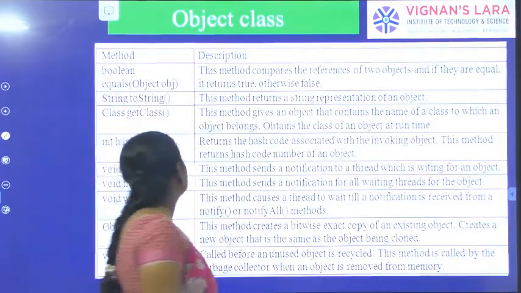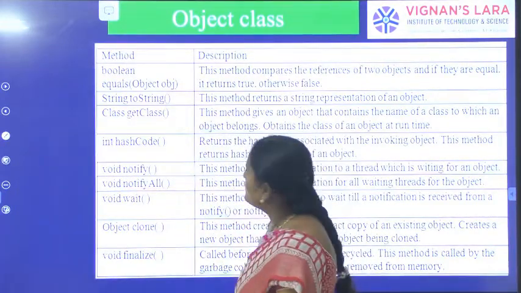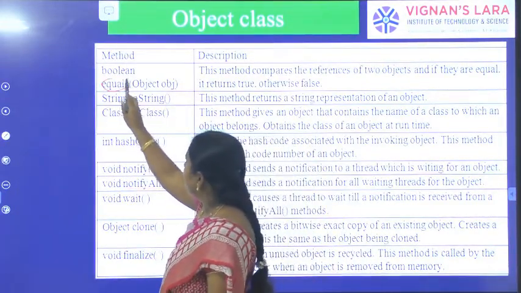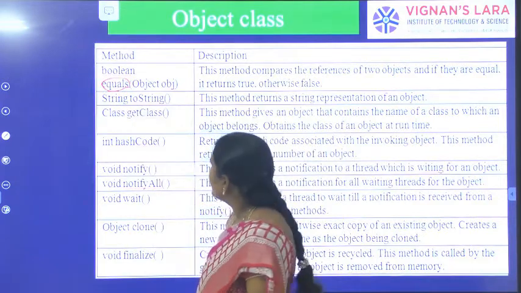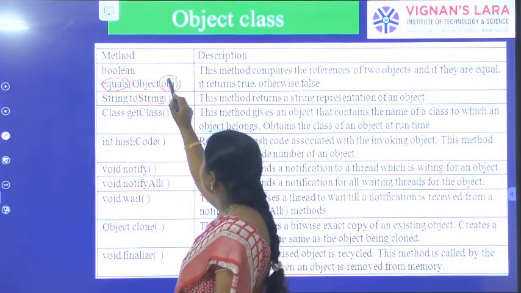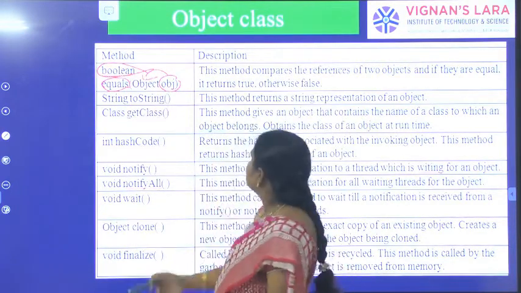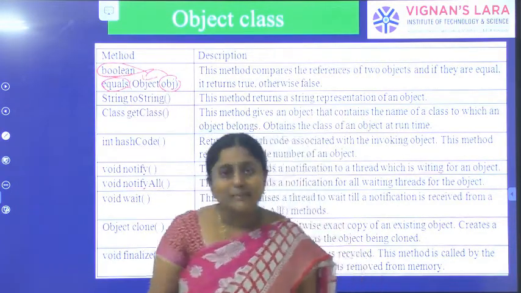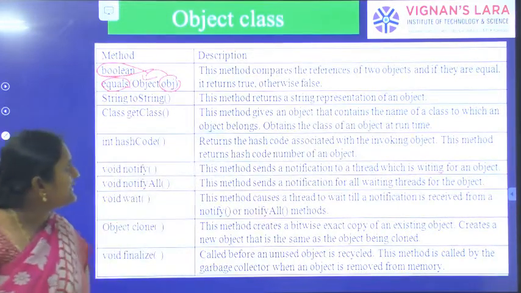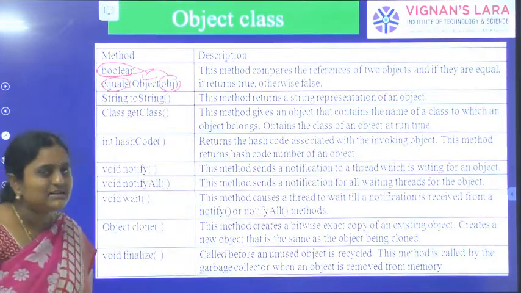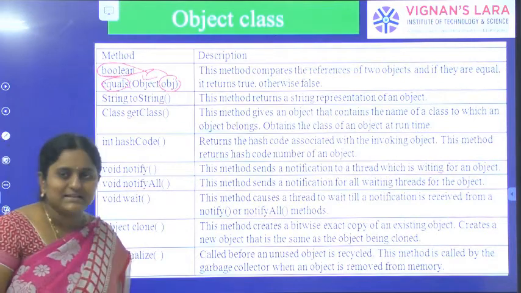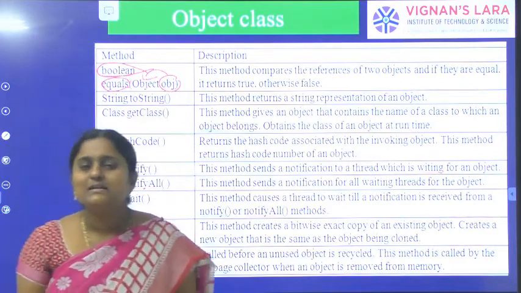Let's see what methods are present in the Object class. The first one is the boolean equals method. Already I told you about the equals method in the Strings concept. It has an argument of Object type, and it returns a boolean value. Boolean means either true or false. What is the importance of this method? This method compares the references of two objects, and if they are equal, it returns true, otherwise it returns false.